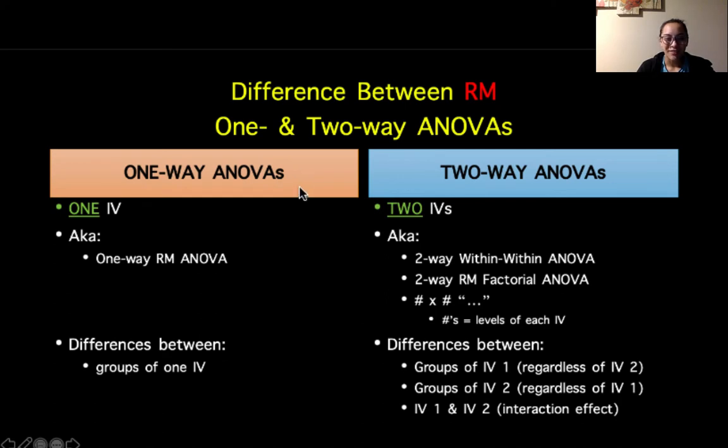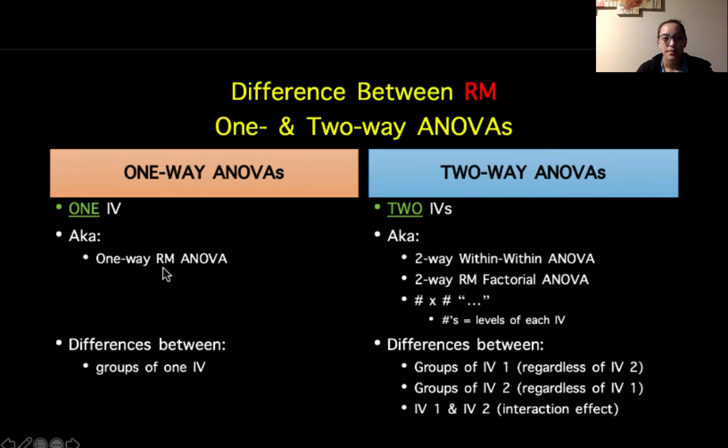Again, to emphasize the differences between one way and two ways, we have one independent variable for one-way ANOVAs. And the way that we refer to these when we're using repeated measures is a one-way repeated measures ANOVA. I usually like to abbreviate RM just because repeated measures is kind of lengthy. So if you abbreviate in your interpretations or the activities or quizzes or whatever when we get to tests, RM is fine if you don't want to write repeated measures.